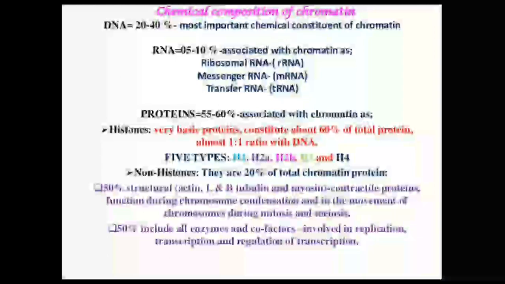And these histone proteins are very basic proteins, and they are of 5 types: H1, H2A, H2B, H3 and H4. The next one is non-histones, which occupy 20%. Here 60% is occupied by histones, and non-histones occupy 20% of chromatin proteins, and the remaining 20%, in which 50% is contractile and 50% will be enzymes and cofactors, so the total 100% will be obtained.